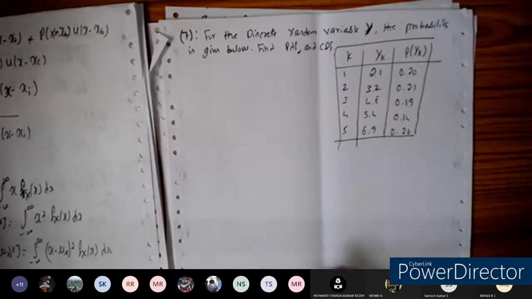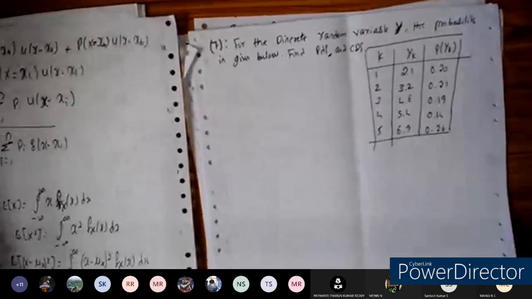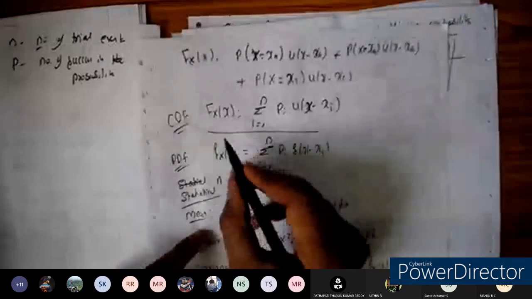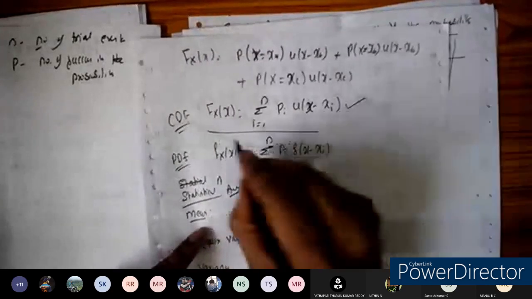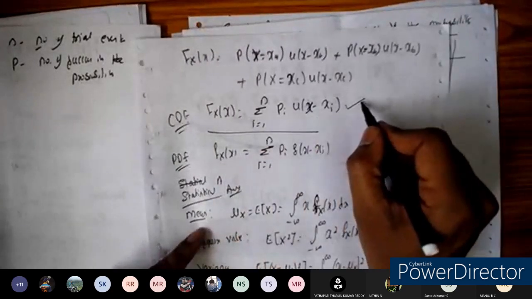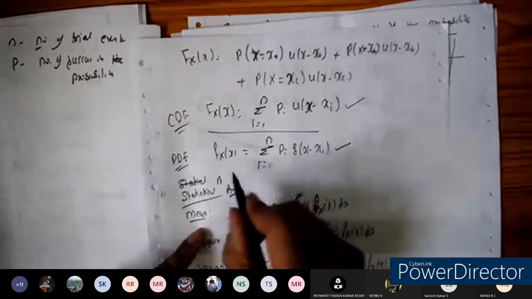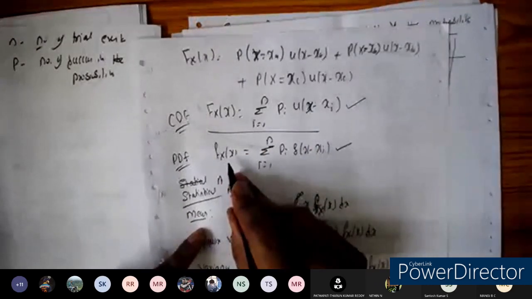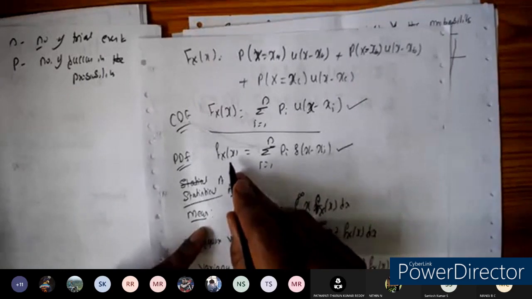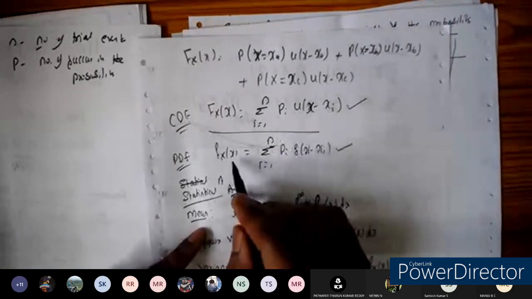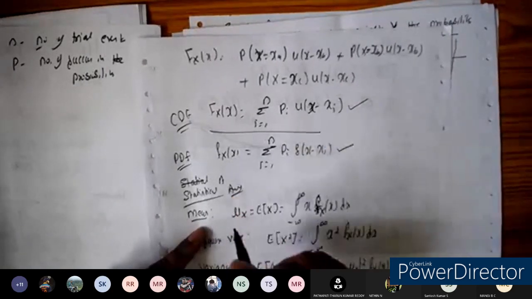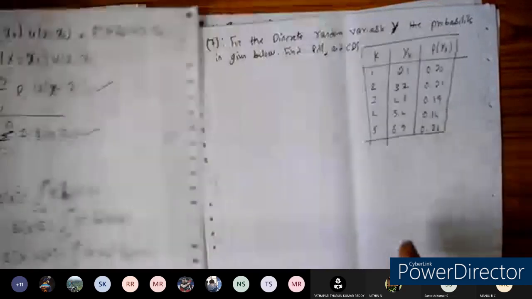So in the last classes, we have seen the formula for the CDF in terms of the unit step function. For the PDF, in terms of the impulse function, we have the expression for f_X(x) here. So we need to find the CDF and the corresponding PDF. Let us find that by using these two formulas.